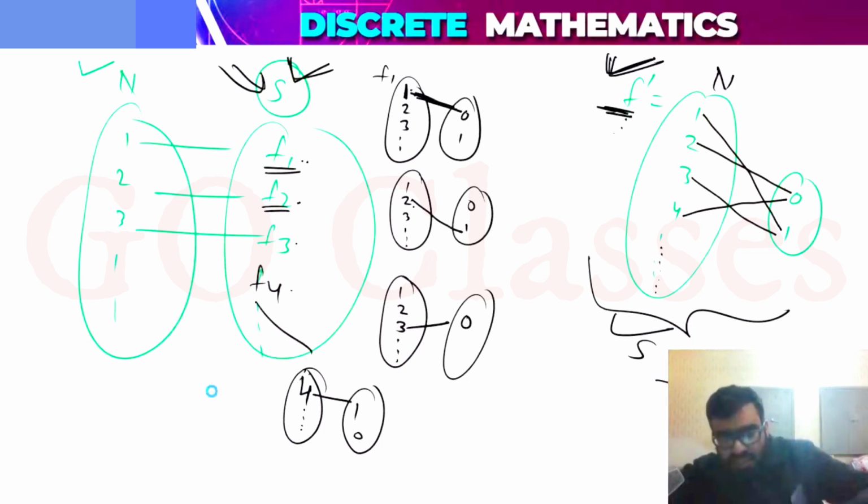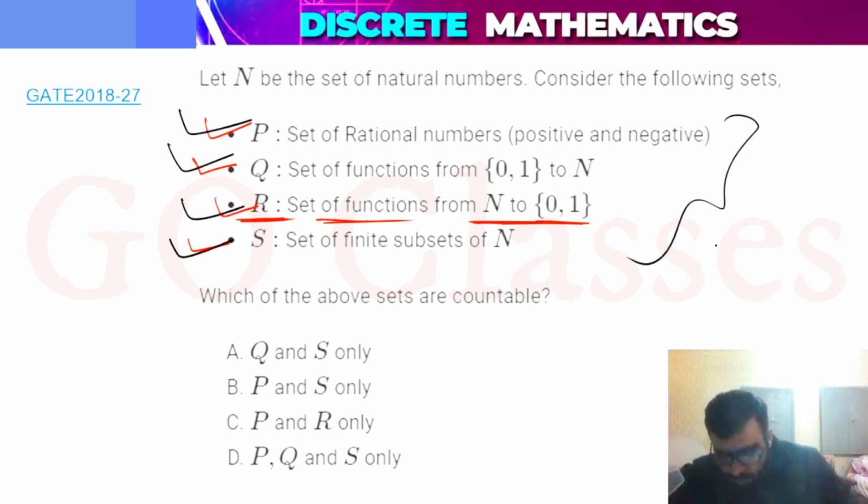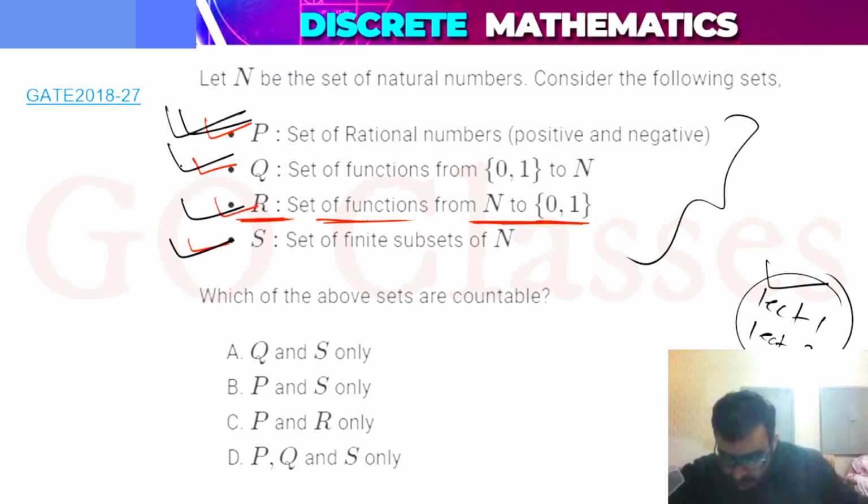So this is your GATE question. Everything we have proved, P, Q, R, S, all these four statements, we have formally proven. If you just watch our first lecture and this second lecture, these two lectures, then you can formally prove all the questions of countability and uncountability. Very easily you can prove all these things.